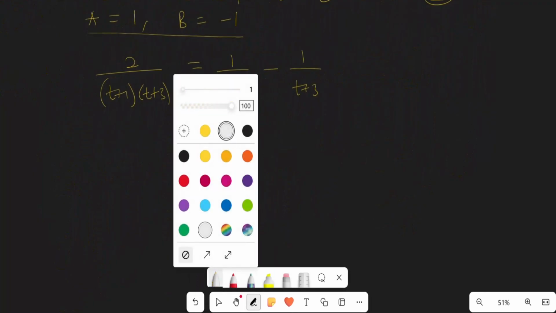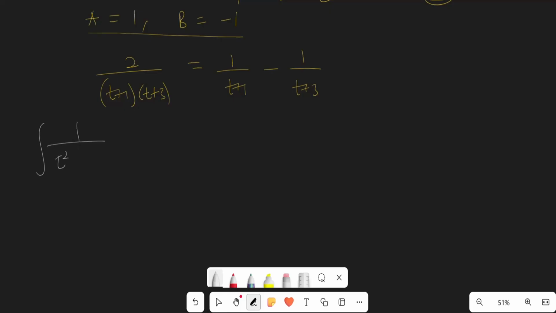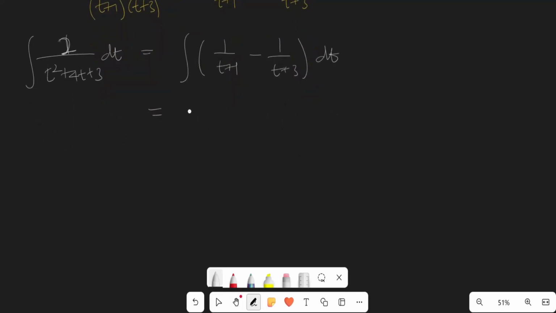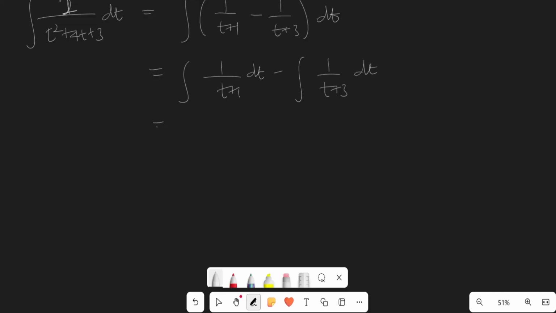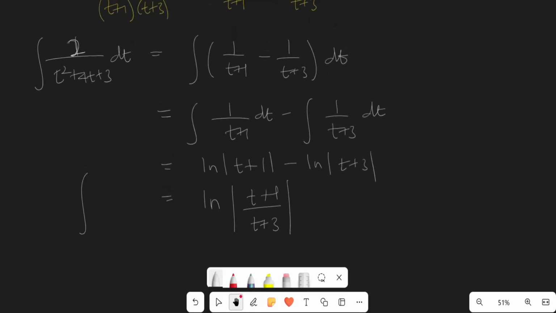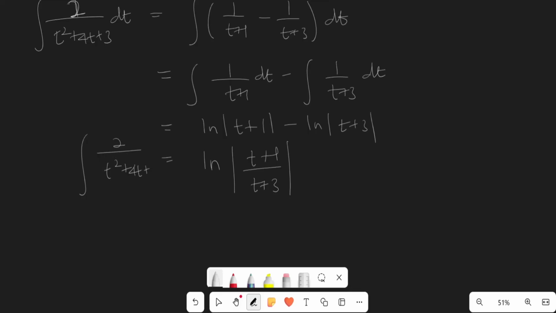So our integral of 2 over t squared plus 4t plus 3 dt can be expressed as the integral of 1 over t plus 1 minus 1 over t plus 3 dt. This can be split into two integrals: the integral of 1 over t plus 1 dt minus the integral of 1 over t plus 3 dt. When you integrate them, this is the natural logarithm of the absolute value of t plus 1 minus the natural logarithm of the absolute value of t plus 3. And this further simplifies to the natural logarithm of the absolute value of t plus 1 over t plus 3. So that is when you integrate 2 over t squared plus 4t plus 3 dt.